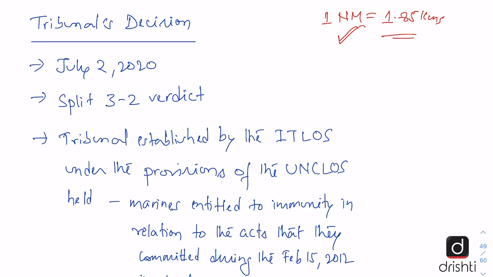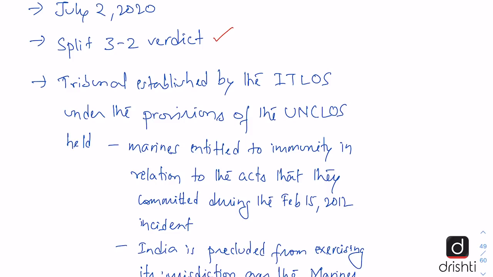Now the tribunal, which is the Permanent Court of Arbitration at The Hague, has given its verdict, which is a split 3-2 verdict. The tribunal was established under ITLOS, which is the International Tribunal on the Law of the Sea, under the provisions of UNCLOS, which is the United Nations Convention on Law of the Sea. Now this tribunal has held that the Marines are entitled to immunity in relation to the acts that they committed during the 15 February 2012 incident.